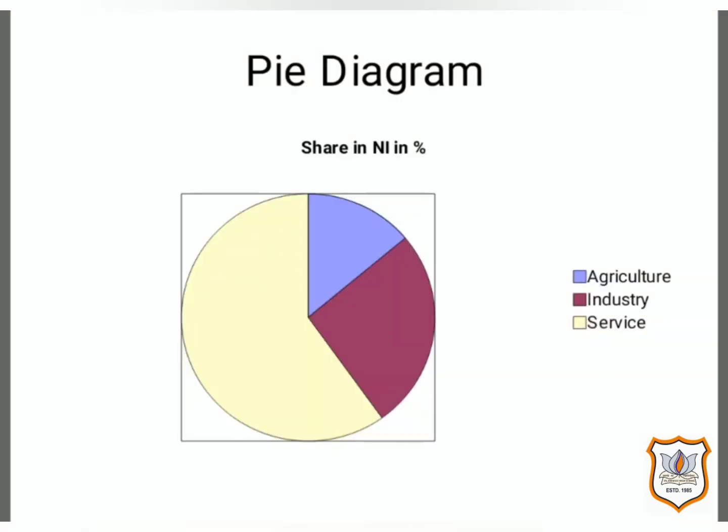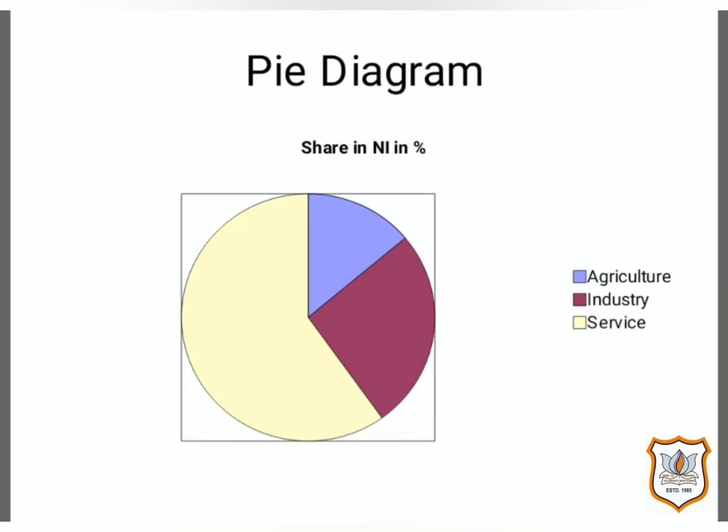So now talking about the last type of diagram, that is a pie diagram. First of all, a pie diagram is a circular statistical graph which is divided into sectors to illustrate the numerical proportion of data. So unlike the other types of diagram, a pie chart is actually a circular graph. It is first of all a circular graph, and it is again divided into various sectors, and these sectors are divided as per the numerical proportion or the numerical values of the data.